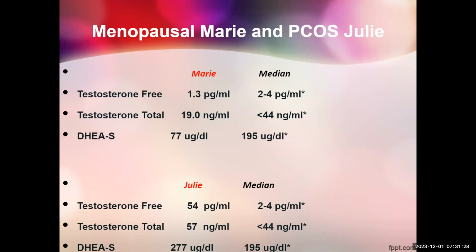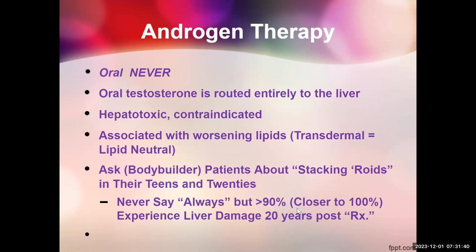So here again, here's Marie. Here was her testosterone levels. As you can see, they're quite low. They're about half of where we want them to be, and then Julie's are a lot higher than we wanted them to be. So androgen therapy.